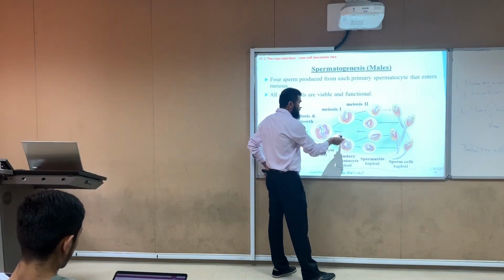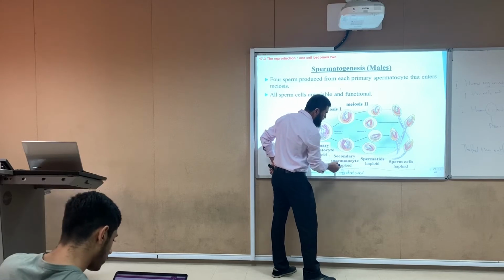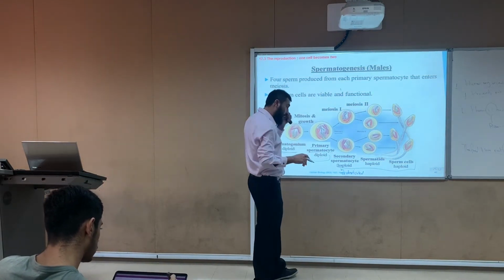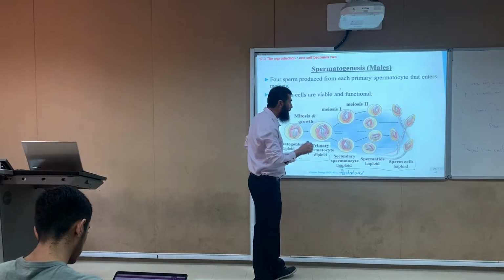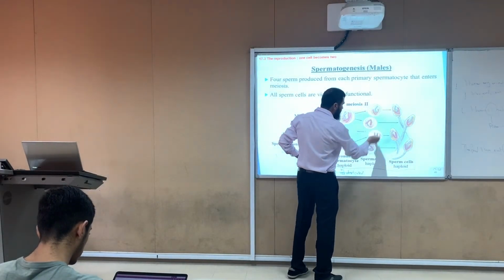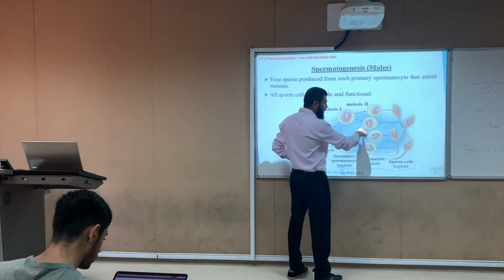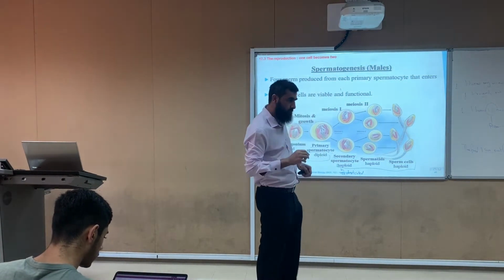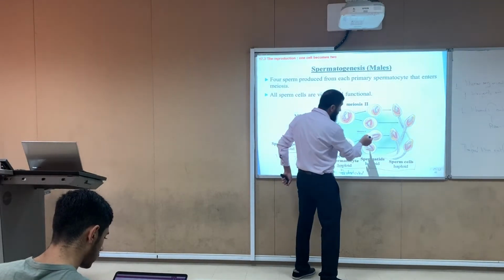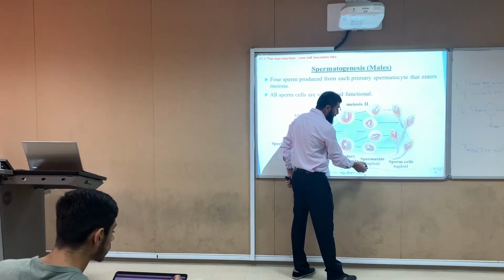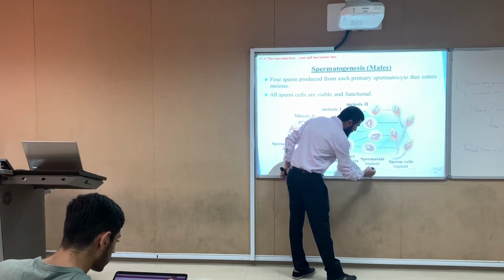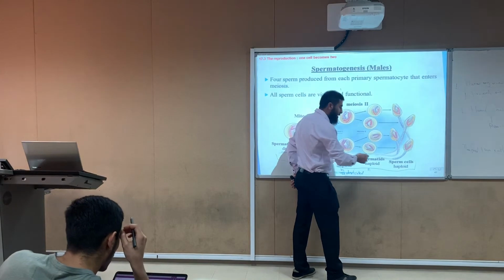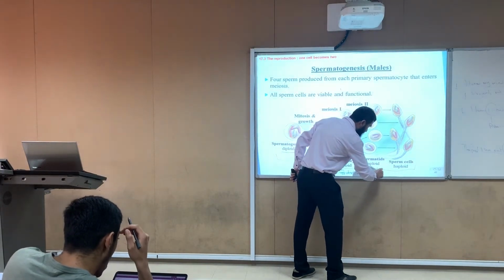Then these two, what we call secondary spermatocytes, are haploid, but they have duplicated chromosomes, so they undergo meiosis two and form four cells. So in meiosis two, the sister chromatids separate. You get separation of the sister chromatids and you end up with N, so it's already N, and now it's unduplicated.